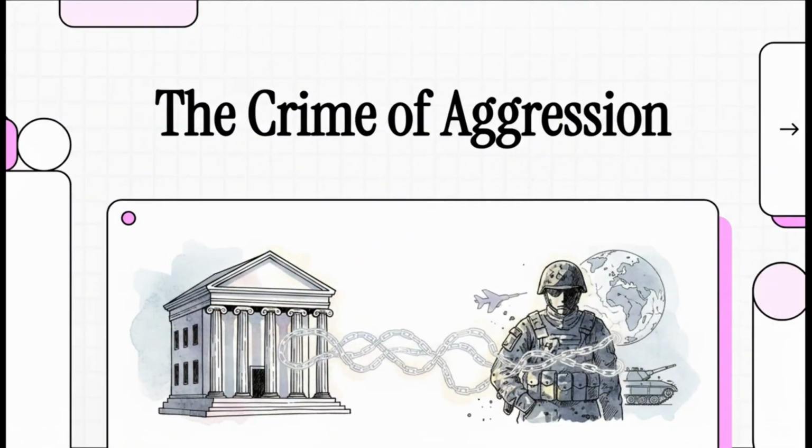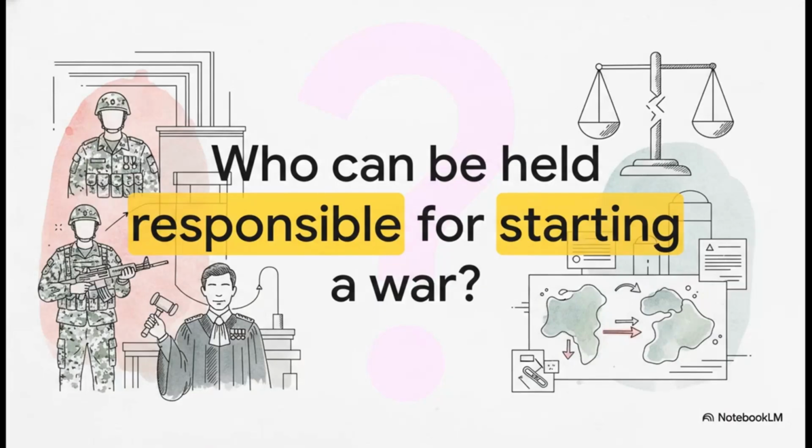So let's talk about one of the most serious, but also one of the most misunderstood crimes in international law, the crime of aggression. We're going to unpack what it actually is, who can be held responsible for it, and why it's so incredibly hard to prosecute. It really all boils down to this one question, right? When one country illegally invades another, who actually gets the blame? I mean, is it the soldier on the front line? Is it the general giving the orders? Or is it someone else entirely? Let's dive into the legal framework that tries to answer that.